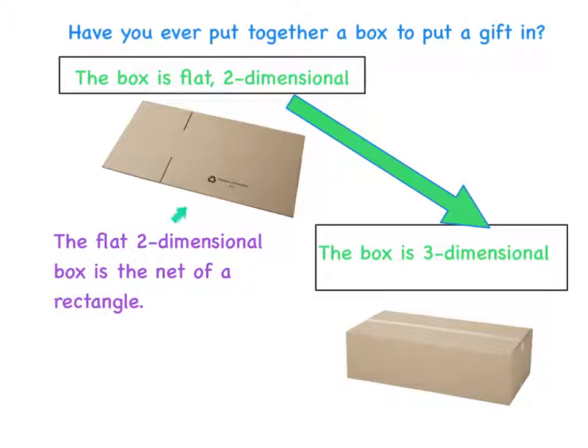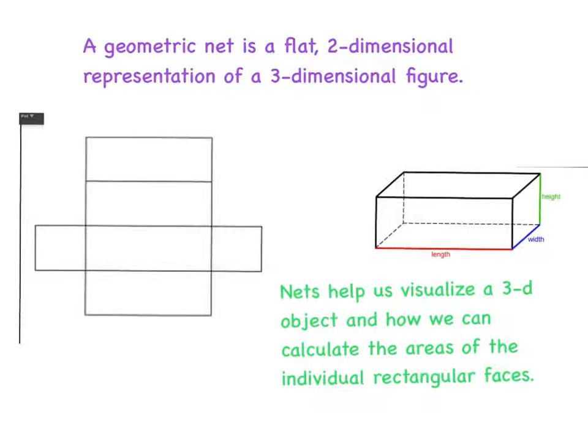So what we can really say is that a net, a geometric net, is very similar to this picture of the box in 2D before it's been assembled. A geometric net is a flat two-dimensional representation of a three-dimensional figure. And I want you to think about why we're learning this.